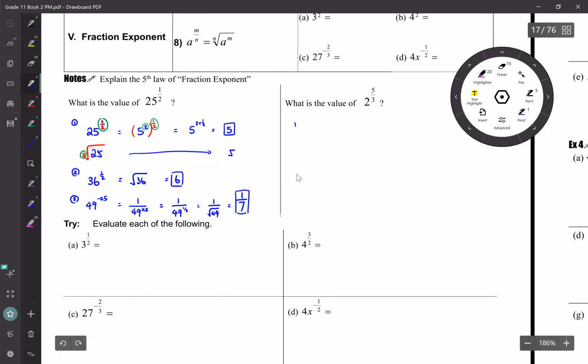First, let's say we have 8 to the 1/3. Compare with what we did on the left side. 8, I can rewrite it as what? What's another way to rewrite the 8? I'll use red for the 1 over 3. So 8. Chris, how do we rewrite the 8?